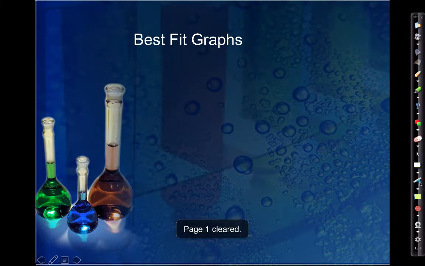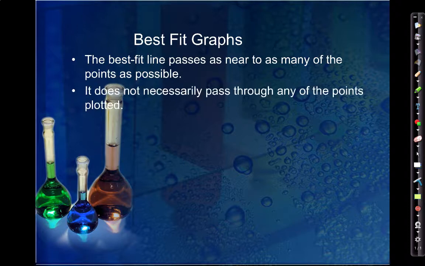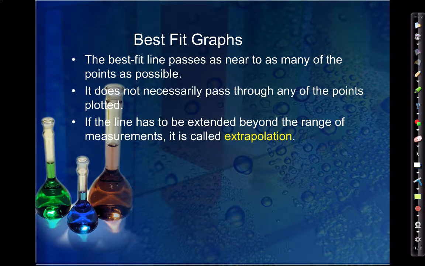Alright, so best fit graphs. This is what we typically use in chemistry. So your best fit line should pass as many points as possible. It should touch as many as possible, but you'll have some that are not necessarily going to be right on that line.